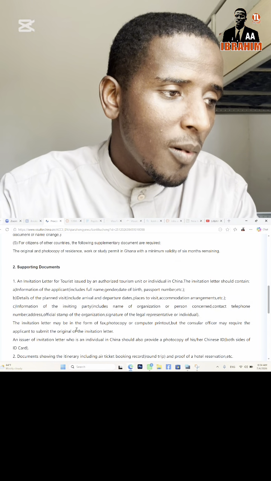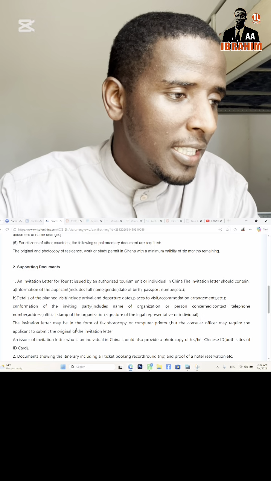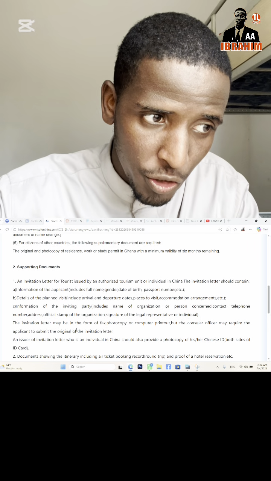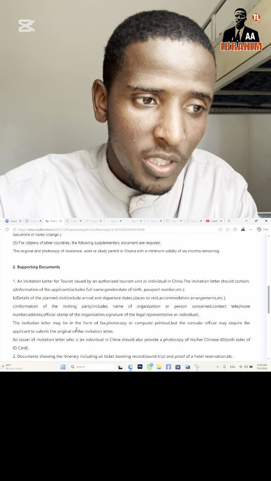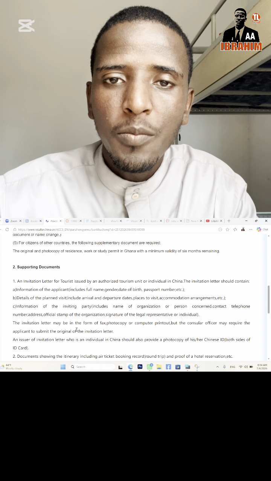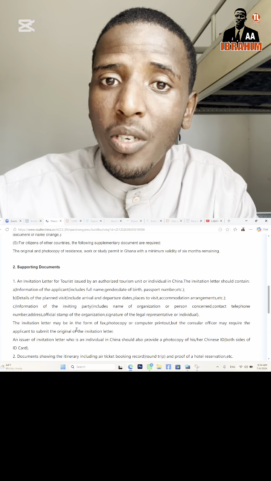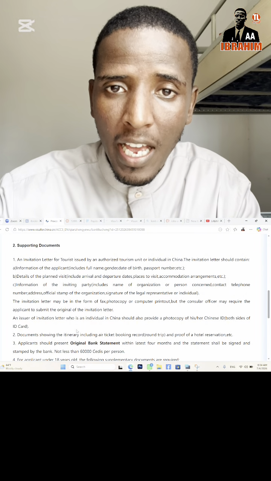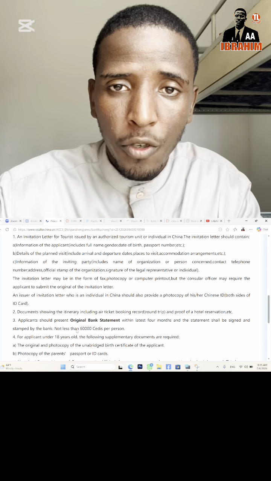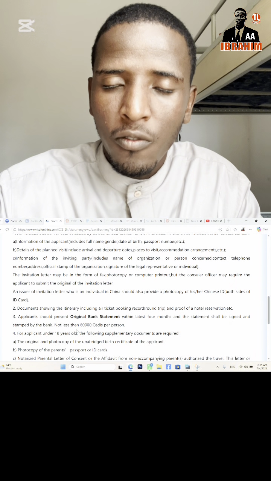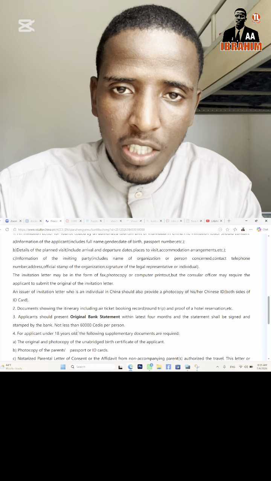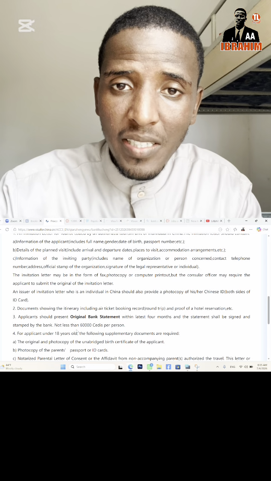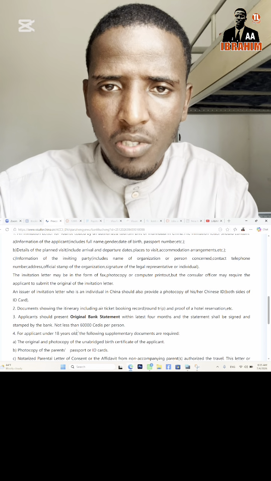They say number 1, this is the critical part. You need an invitation letter for tourists issued by an authorized tourism unit or individual in China. It means you need somebody in China or somebody who is in the tourism industry in China to issue a Chinese invitation for you so that you can add it to your visa application to get your Chinese visa. So you need invitation, and the person can write it or the person can use the system too.